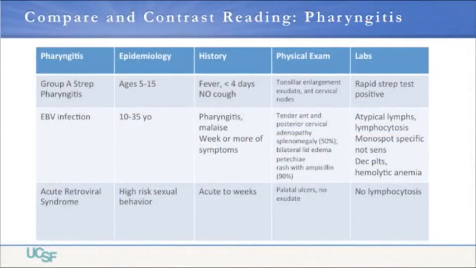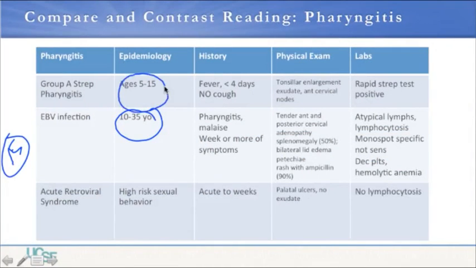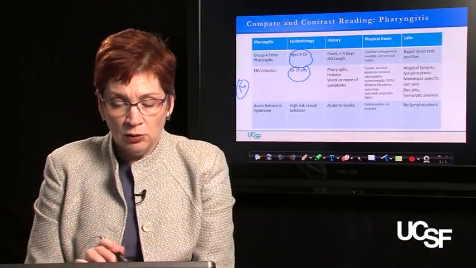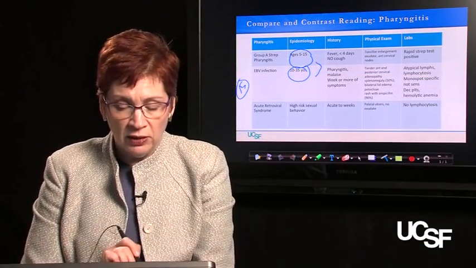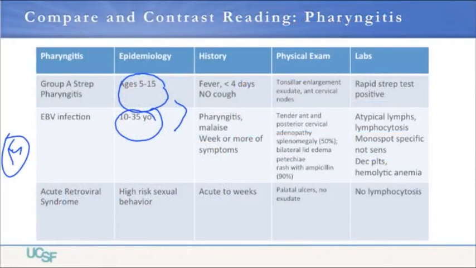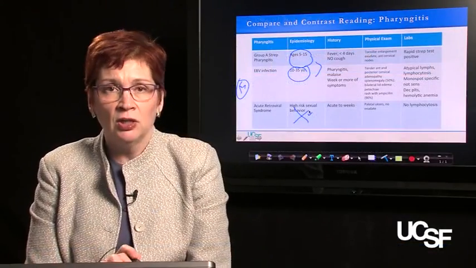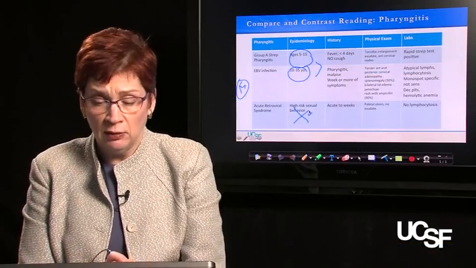Well, Epstein-Barr virus infection does occur in 15-year-olds. Remember, Jeremy is 15. And 15 is just at the upper limits of age range for group A strep pharyngitis. Isn't that interesting? So we're beginning already to see a little bit of a difference here. There is no real age-related phenomena for acute retroviral syndrome, but there has to be a history of high-risk sexual behavior, which we haven't seen thus far in Jeremy, and we'll presume that the physician asked about that.